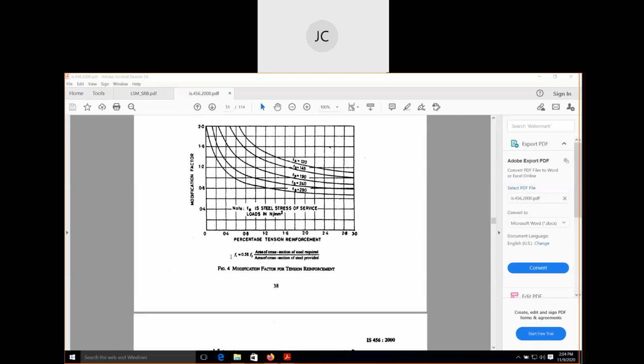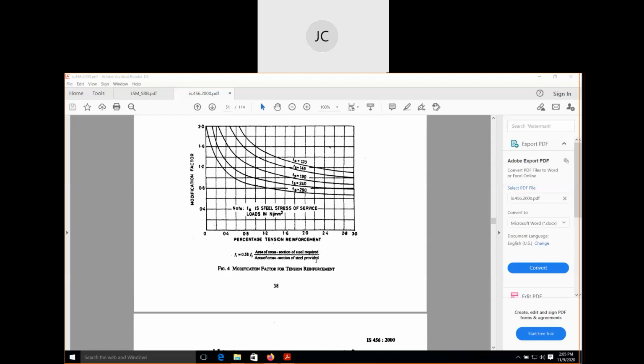This FS means stress in steel. F for stress, S for steel. Stress in steel. So this is the formula to find out the value of FS: 0.58 Fy into area of cross section of steel required divided by area of steel cross section provided.